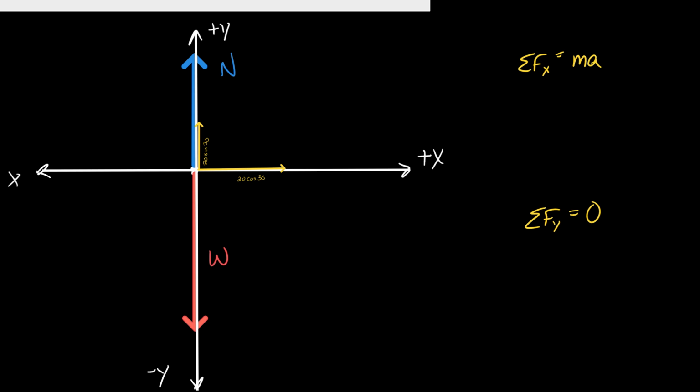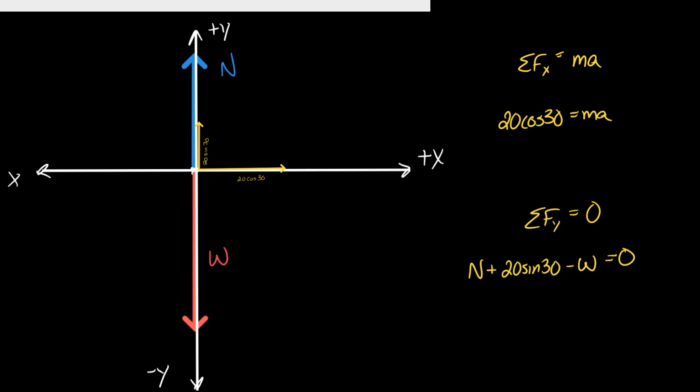Do what the law says to do. Add up all the forces in the x direction, set it equal to ma. 20 cosine 30 equals ma. Add up all the forces in the y direction, set them equal to 0. Normal plus 20 sine 30 minus weight equals 0. That's what Newton's laws give you. They generate relationships. At the end, that's what you have.